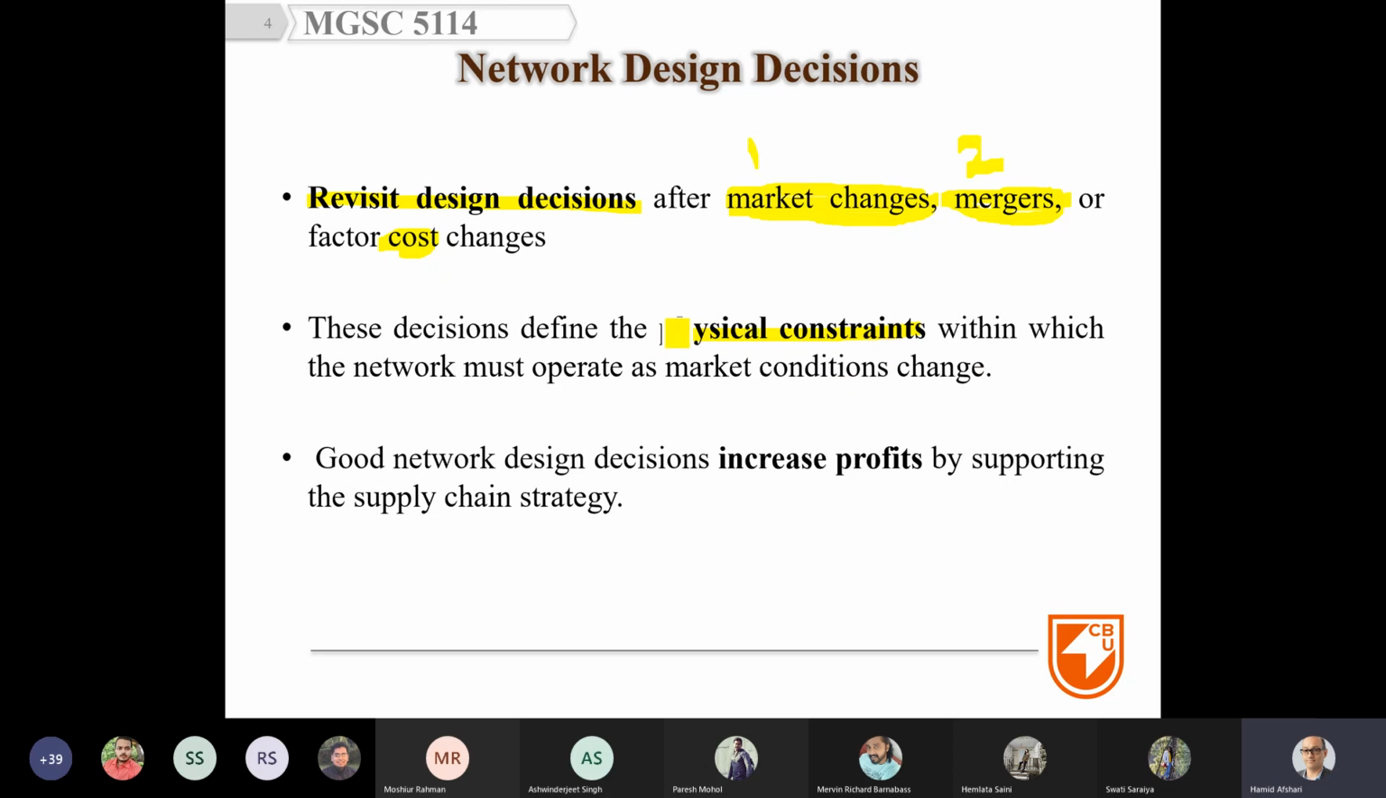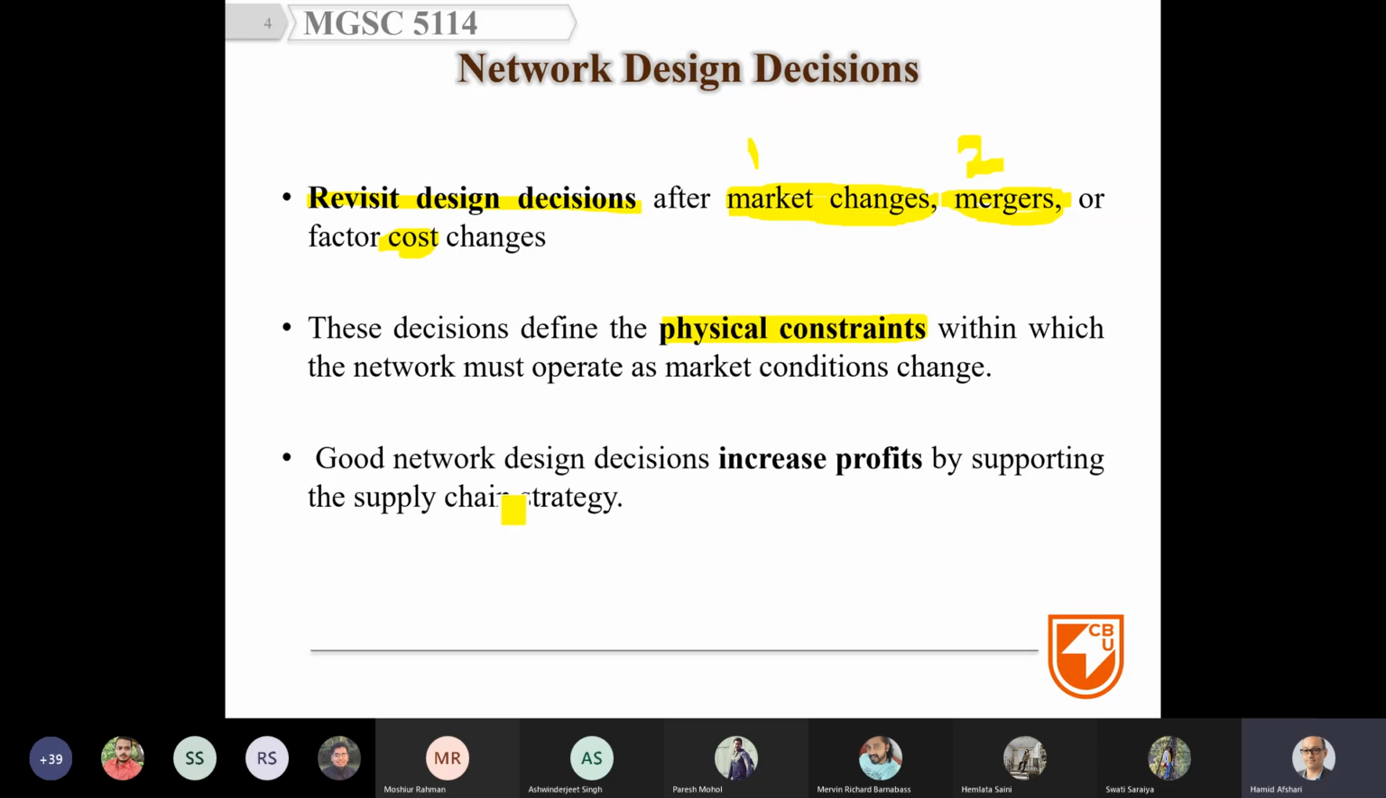So we are playing with some physical constraints, for example, adding a new warehouse, adding a new retail store, adding a new production line, entering new markets. So we are talking about those physical constraints.